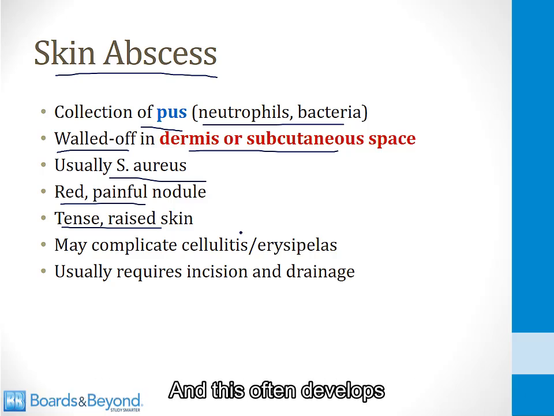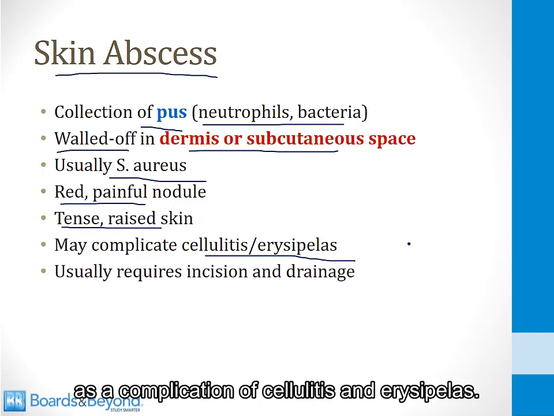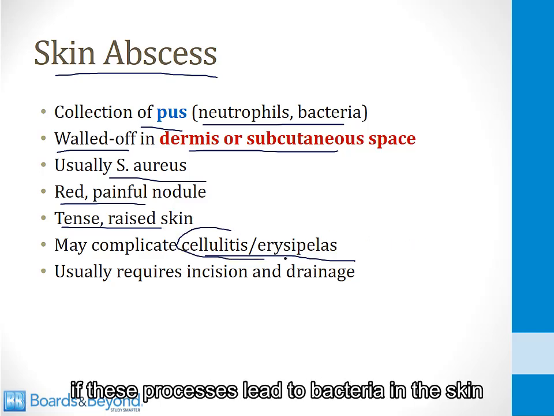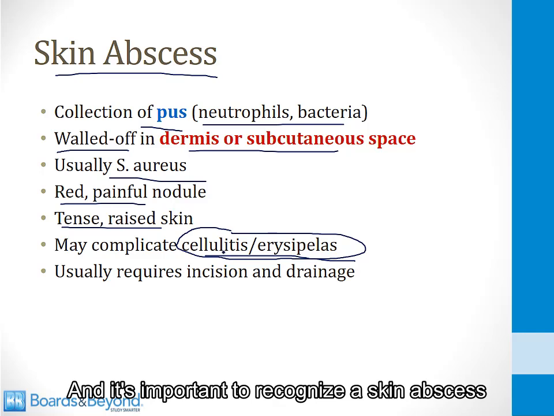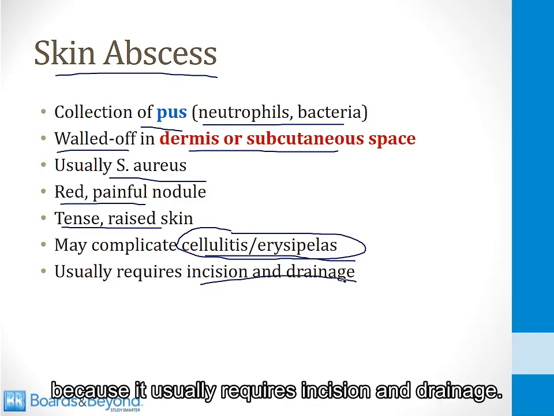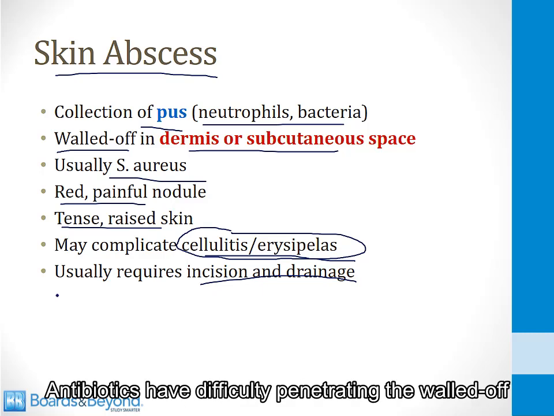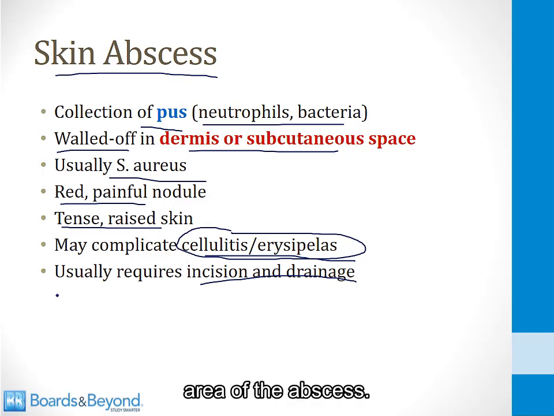And this often develops as a complication of cellulitis and erysipelas. You can imagine that if these processes lead to bacteria in the skin, that sometimes an area of pus can become walled off. And it's important to recognize a skin abscess because it usually requires incision and drainage. Antibiotics have difficulty penetrating the walled off area of the abscess.